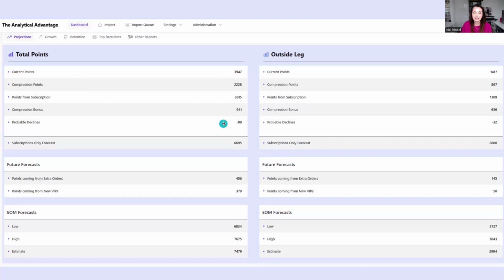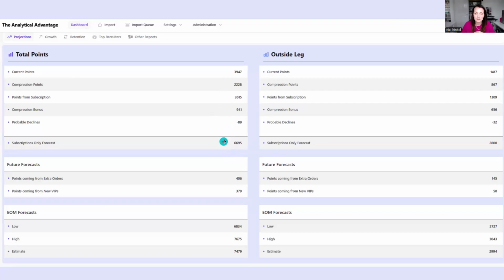And then probable declines. This is the percentage from last month. I'm looking at your last month's data to pull this information. But based on your last month's data, this percentage, 89 points of this 3615, sorry, probably will decline. It's not certain, maybe higher, maybe lower, but that just gives you an idea so that you know that some of those points will decline so that you have a full picture of where you would end.